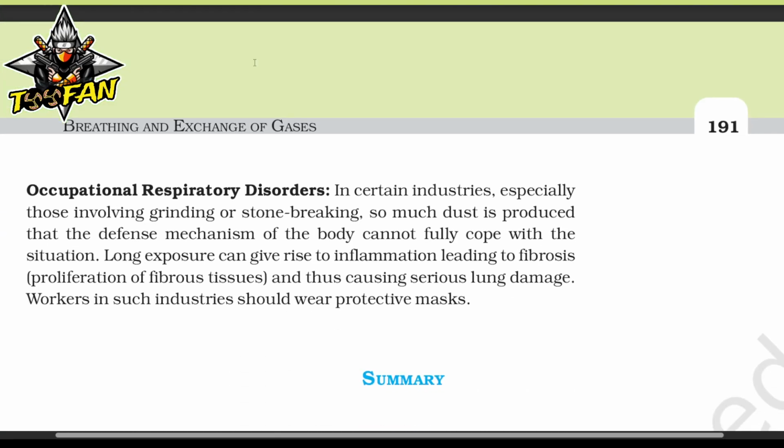Occupational respiratory disorder. In certain industries, especially those involving grinding or stone breaking, so much dust is produced that the defense mechanism of the body cannot fully cope with the situation. Long exposure can give rise to inflammation, leading to fibrosis, proliferation of fibrous tissue, and thus causing serious lung damage. Workers in such industries should wear protective masks.